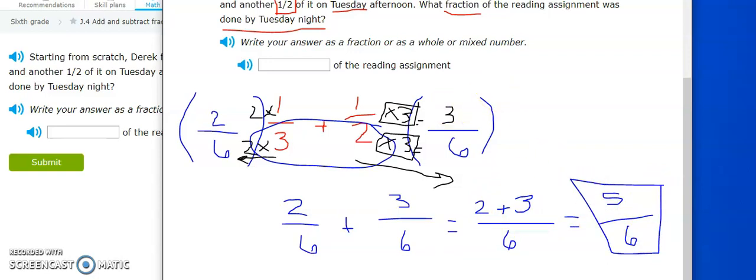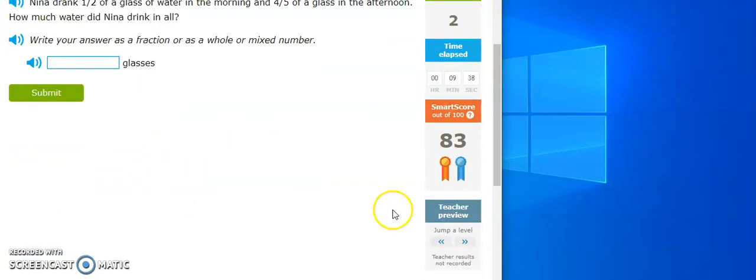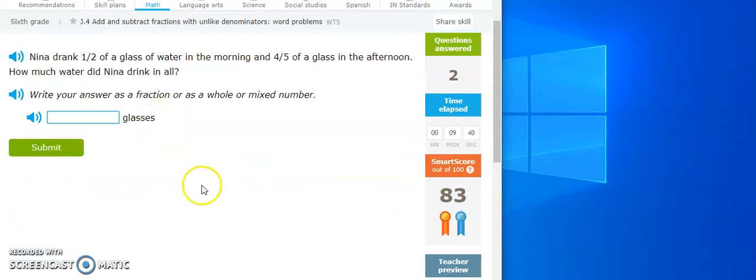So 5 over 6 should be my answer for this problem as how much of the assignment was done by Tuesday night. He's done 5/6 of the assignment. And my score went up, so that one was in fact correct as well.